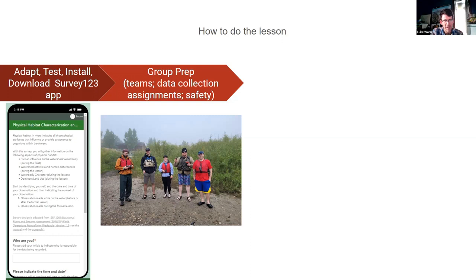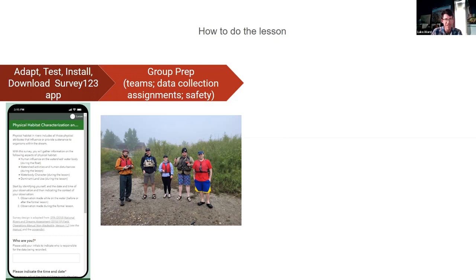I see that question about Survey 123 and QGIS. I know, yeah, this is Esri intensive. QGIS is working on things like this, as far as I understand, but it's not quite as seamless as the Esri platforms are.